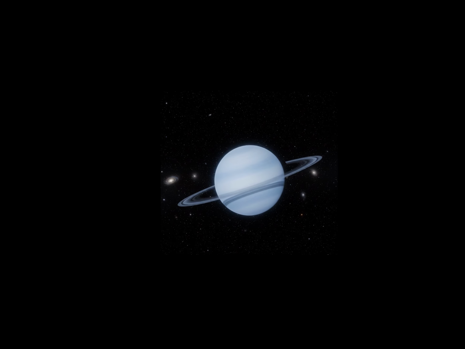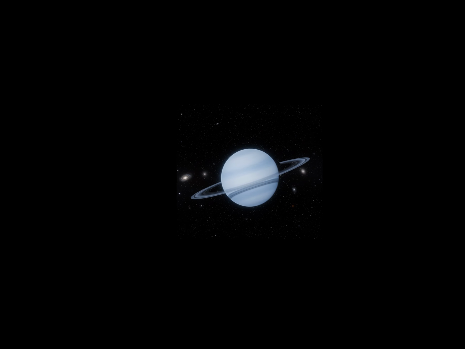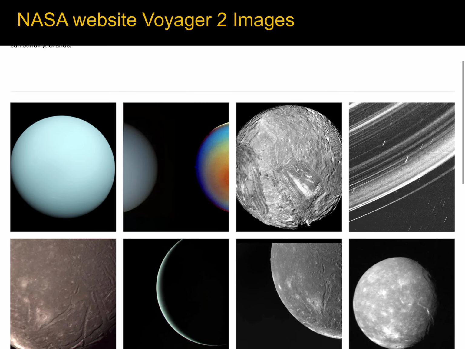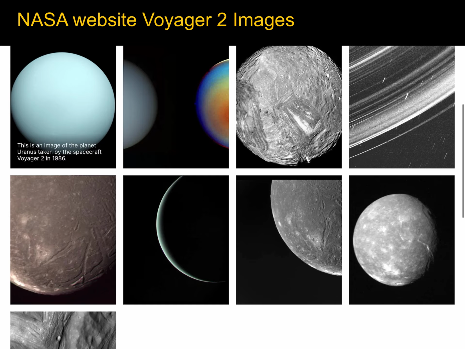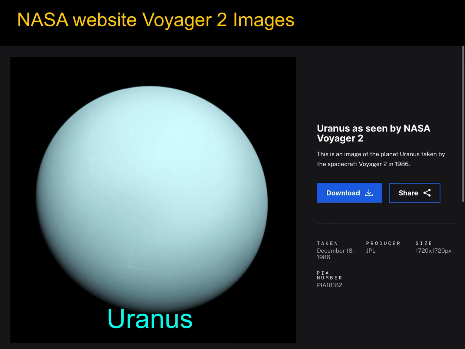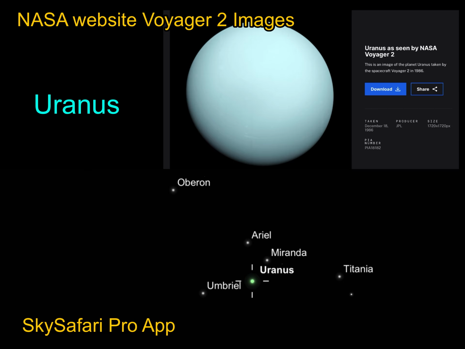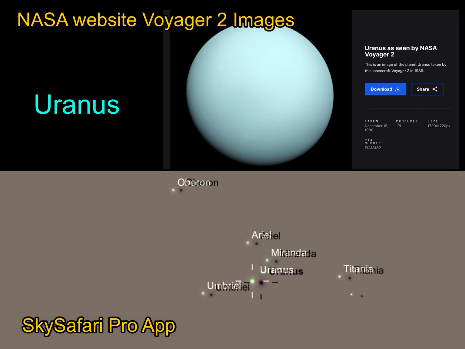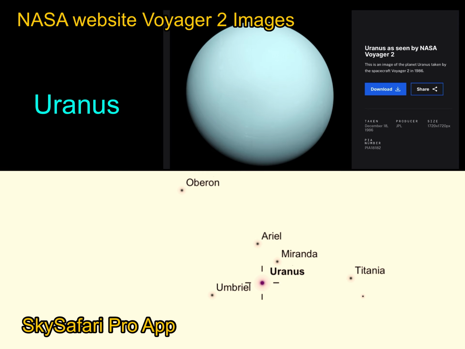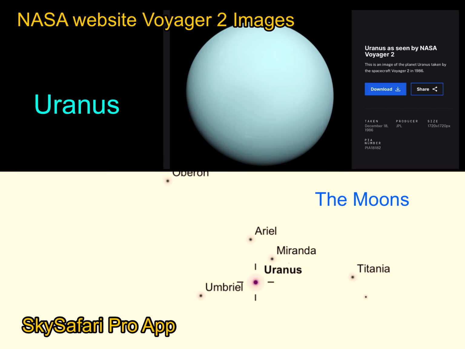Now let's first have a look at Uranus and its moons. Uranus is the seventh planet from the Sun. It is an ice giant, mostly made of water, ammonia and methane. It has a complex atmosphere with layered cloud structure, where the minimum temperature is about 49 Kelvin or minus 224 Celsius, which is the lowest among the planets in the solar system.